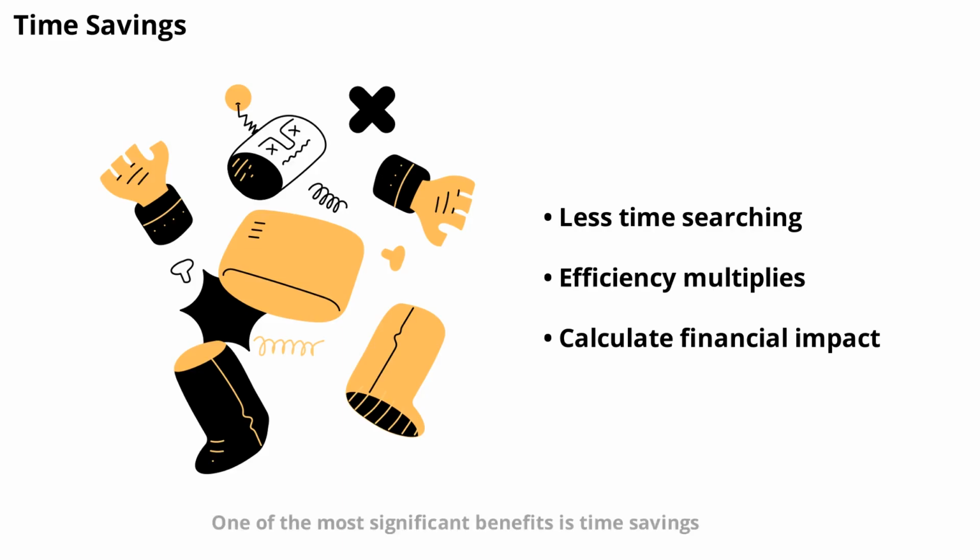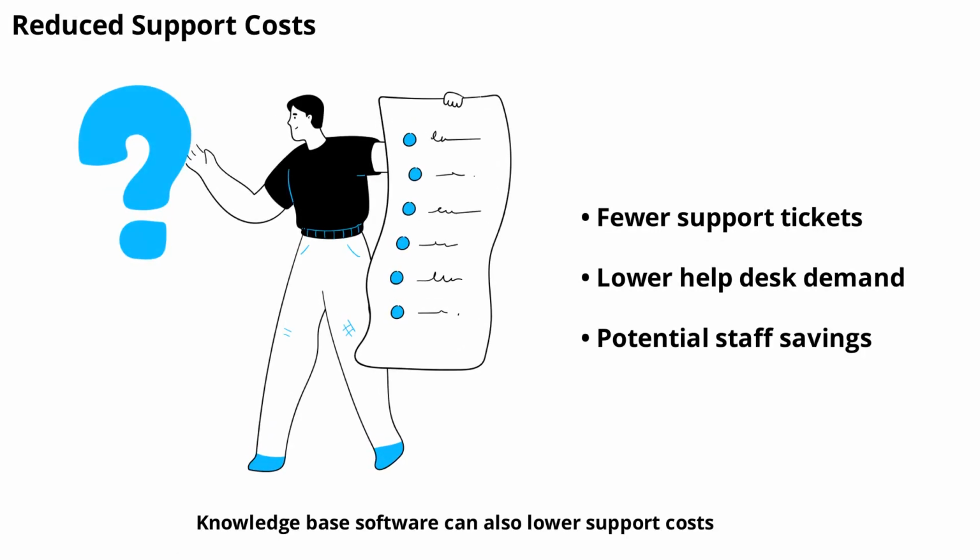One of the most significant benefits is time savings. With a well-organized knowledge base, employees spend less time searching for answers or asking colleagues for help. This efficiency adds up, especially in larger organizations. To estimate time savings, track how long it currently takes to find information and compare it to the expected time with the new software. Multiply the time saved by the number of employees and their hourly rates to calculate the financial impact.